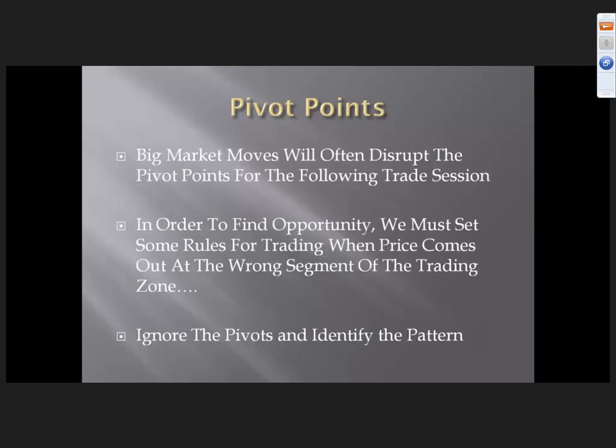Understanding the pivots, big market moves will disrupt them. If you have like a 200 pip day or 300 pip day out of the ordinary and the range is 100, the pivot points will be disrupted going into the next day. So in order to find opportunity, you got to set some rules for yourself. When price comes out on the wrong segment of the trading zone in relationship to the pivots, ignore the pivots and identify the pattern.